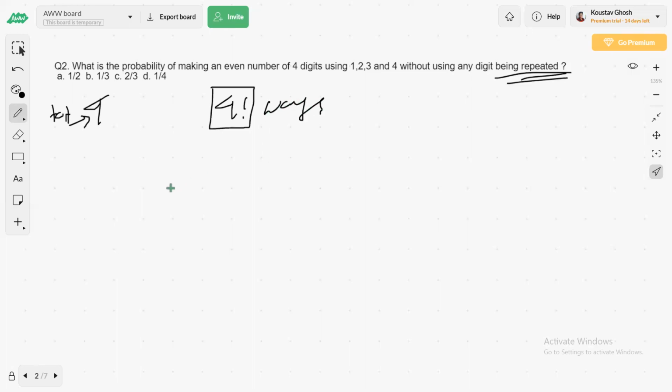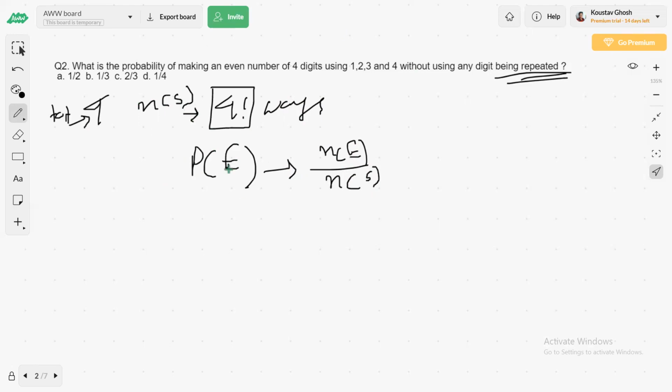If you calculate probability, you need to use the formula: probability of even is the number of even outcomes divided by the number of outcomes in the total sample space. What is the total sample space? Here it is 4 factorial.